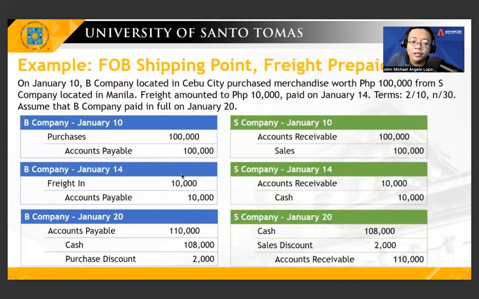Please take note the freight in is not included in your discount. Only 100,000 times 2%, so you have your 2. Okay? So your cash is 108. On the part of the seller, same lang, 108 na receive mo, then you give 2% discount, 100,000 times 2%. So then you will deduct the account receivable of 110.